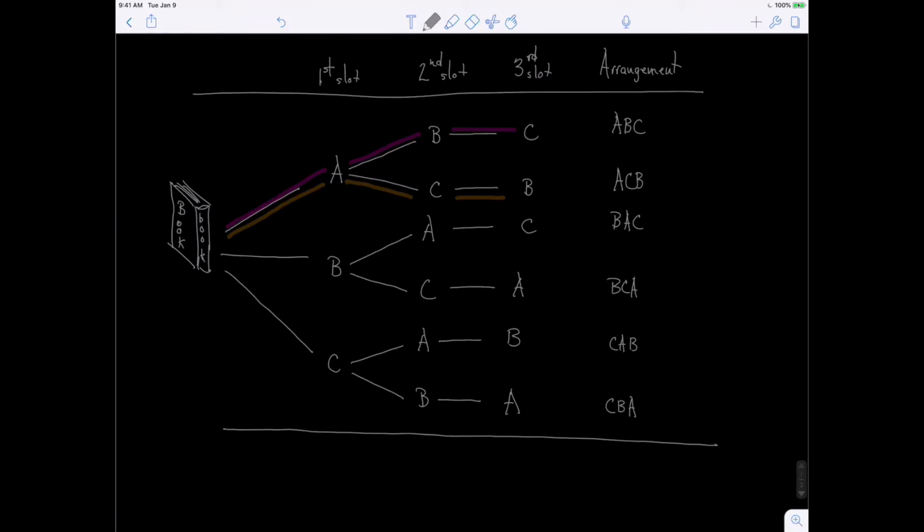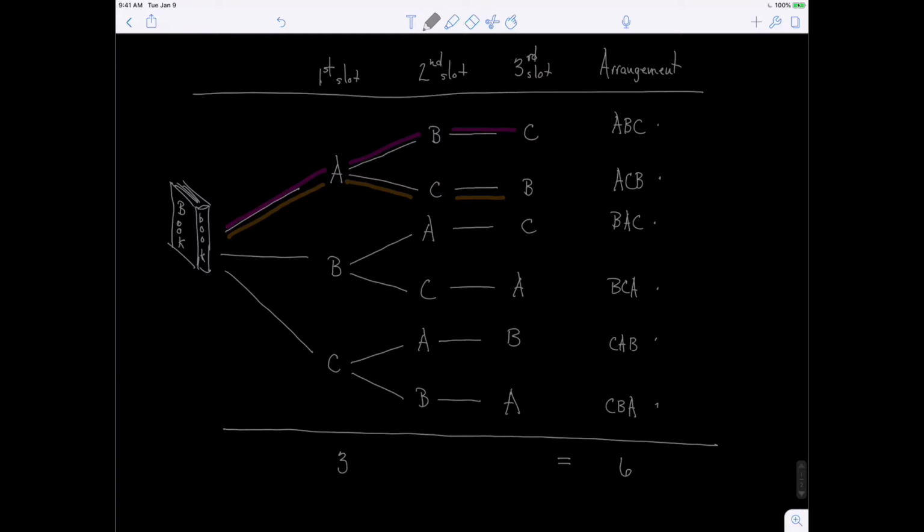So notice, how many arrangements? If I count these up, I have 1, 2, 3, 4, 5, 6. I have 6 different arrangements. Now, the question is, we know this is 6, but is there a way we could have known that without making a tree? That's the difficulty, how to do this without first making the tree. Well, notice that on the first slot we could have put 3 books. We could have either put in A, B, or C.